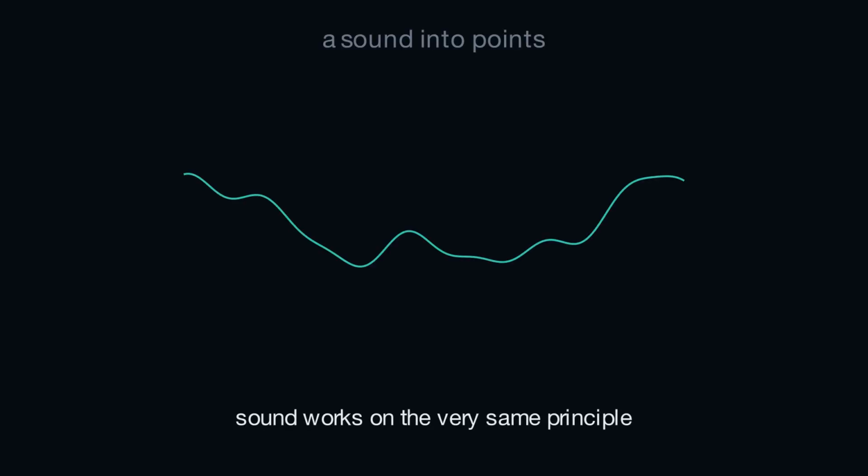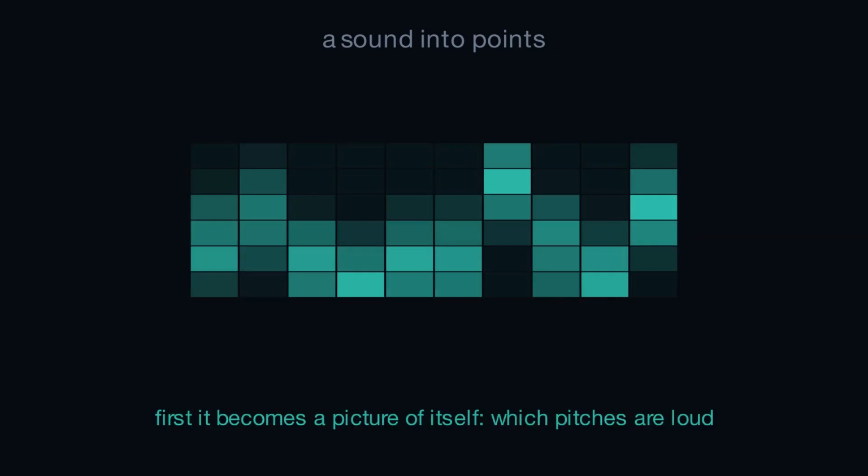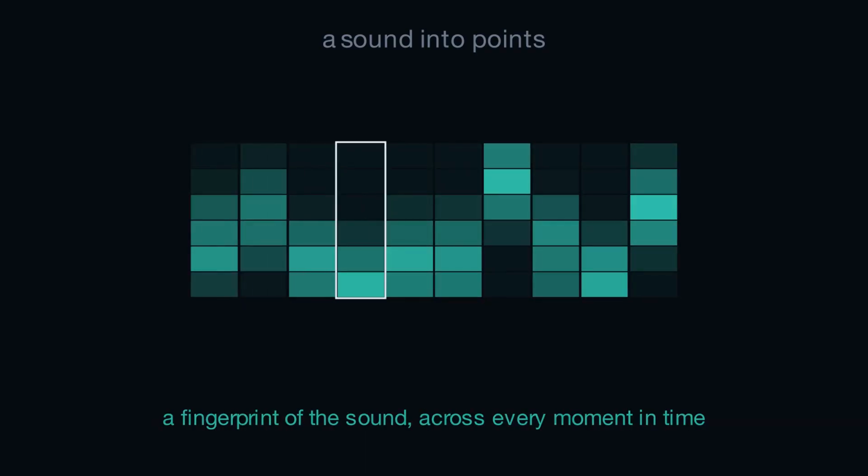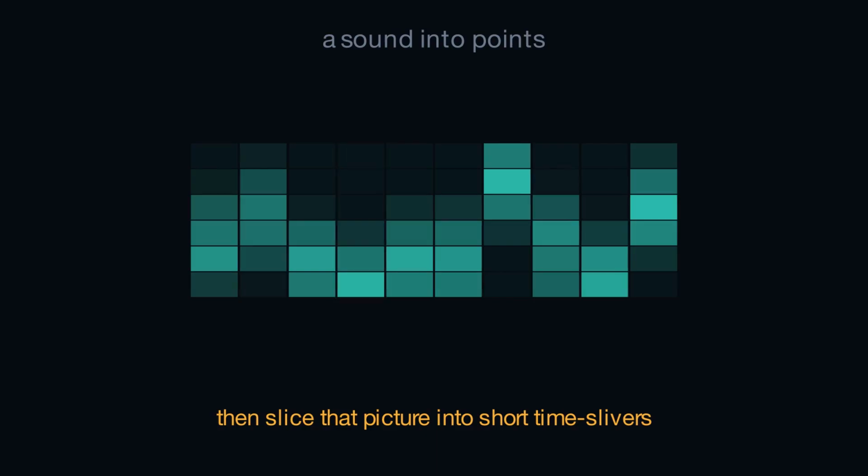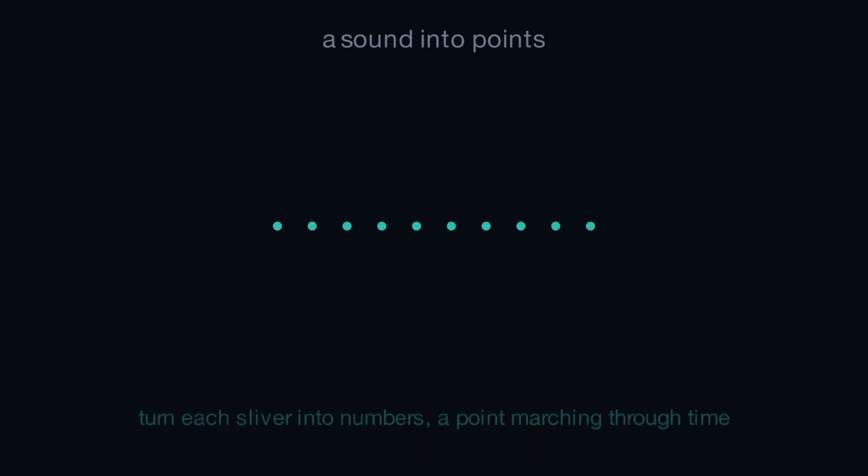Sound works on the same principle. A sound wave first gets turned into a kind of picture of itself, a fingerprint showing which pitches are loud at each moment in time. Then you slice that picture into short time slivers, this tiny slice of a moment, the next slice, the next, and turn each sliver into a list of numbers, a point. So now your audio too is just a sequence of points marching through time.